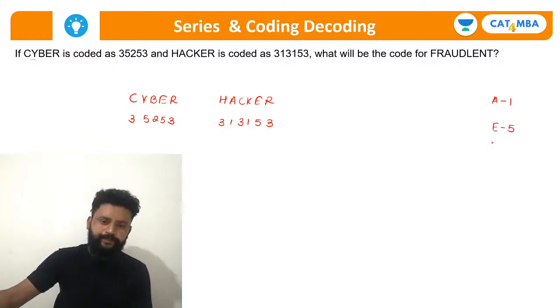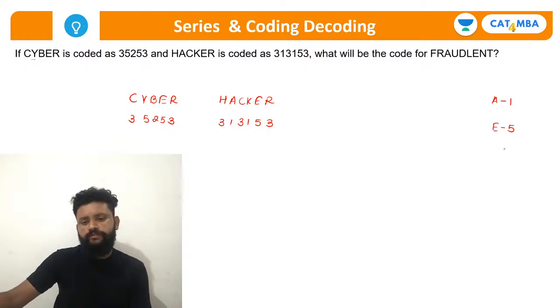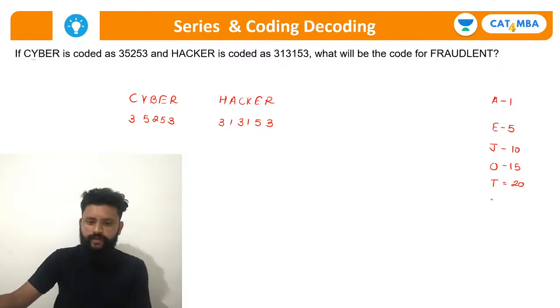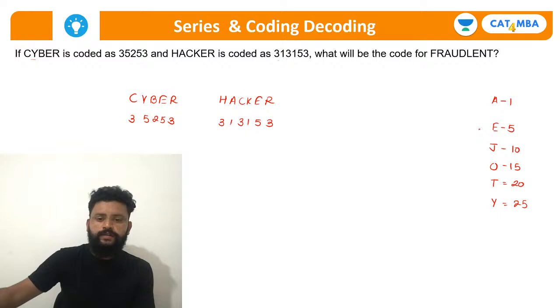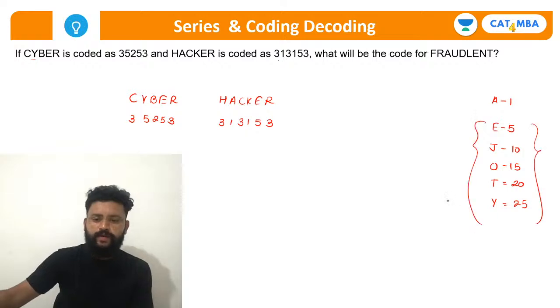Then if I want 10th letter, 10th letter will be J. After J it is K, L, M, N, and O will be the 15th letter. Then after O it will be P, Q, R, S, and T, the 20th letter, and Y will be 25th. Did you remember? Even if you remember these multiples of 5, that's perfectly fine, so that you will be able to write the numbers.